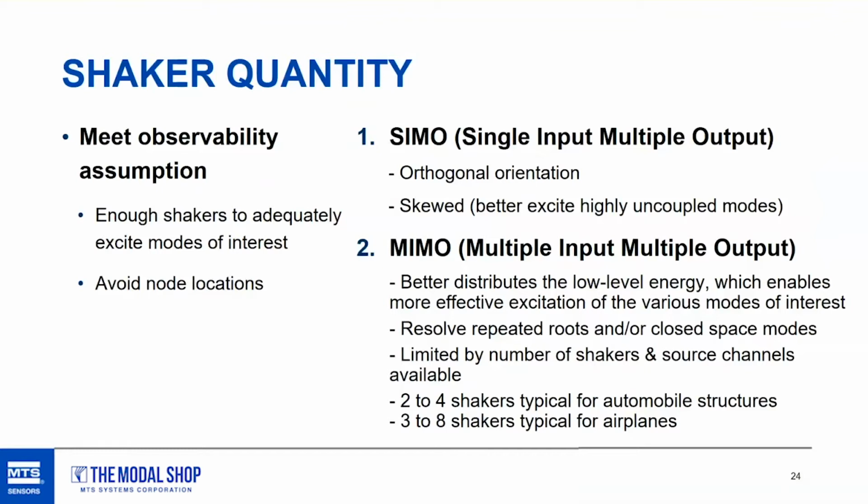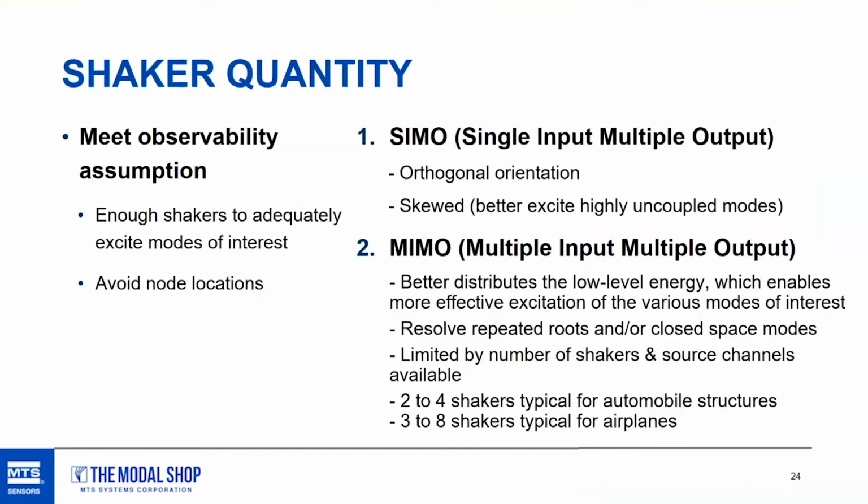But just as an illustration, we see a lot of automotive modal testing being done using 2 to 4 shakers at the same time. On airplanes, I've seen people using anywhere from 3 to 8 shakers. It's just a rule of thumb. There are exceptions. We've seen people even using more than 8 shakers on large airplanes.